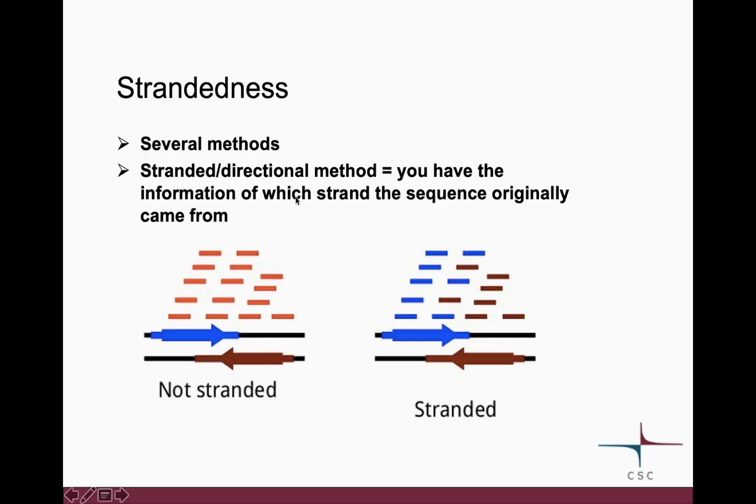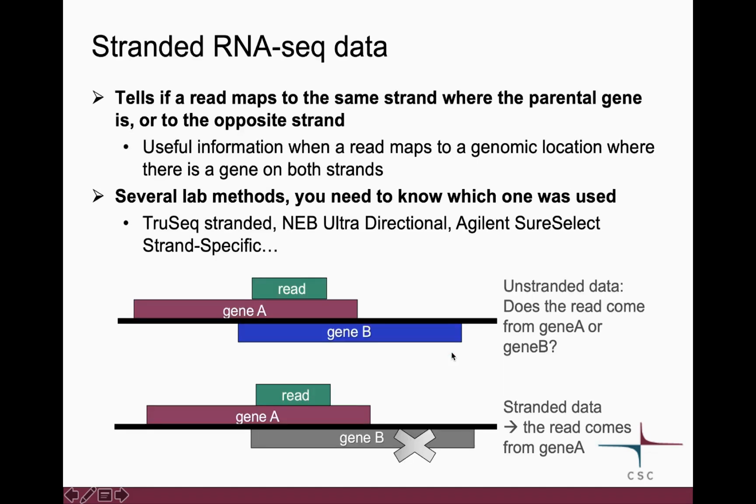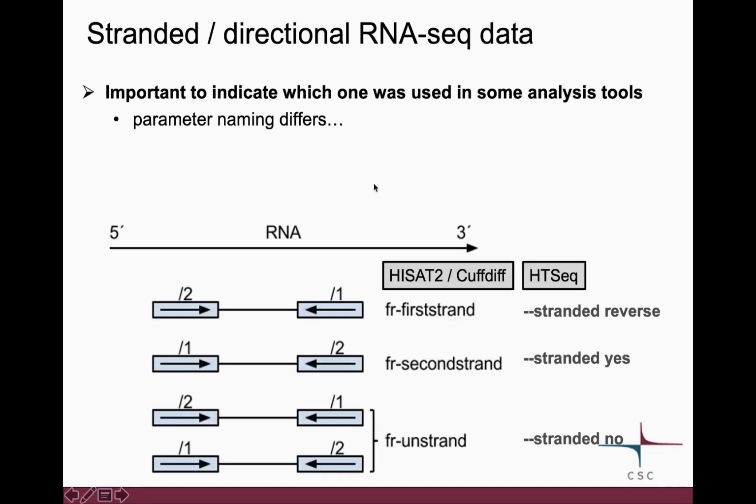How about directionality or strandedness? The term ambiguous means that the read maps to a location where there's more than one gene. Nowadays, many of the library preparation methods can preserve the information from which strand the read originally came from, which of course helps with these ambiguous situations. These methods are often called directional, stranded, or strand-specific. This information needs to be given to the aligners as a parameter.